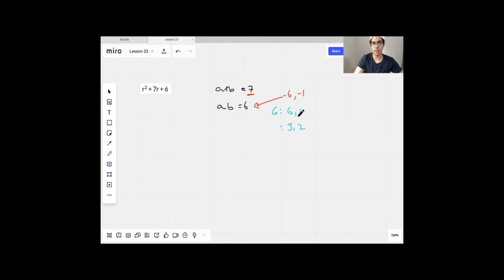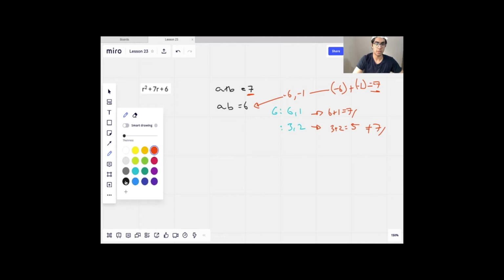Okay, let's add 6 plus 1. 6 plus 1 equals 7. And there we are. And we could have done 3 plus 2 equals 5, so it cannot be that, which does not equal 7. And if we were to do minus 6 minus 1, so adding those two, minus 6 plus minus 1 equals minus 7, which is not what we need. So we know A and B are 6 and 1.